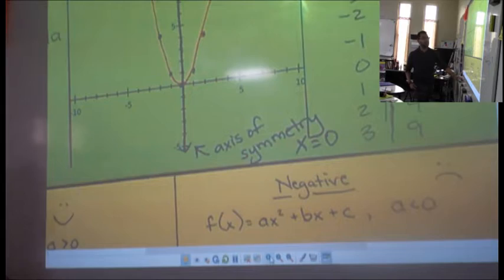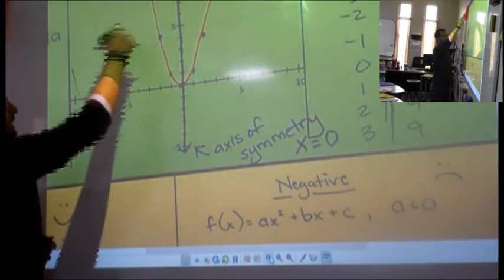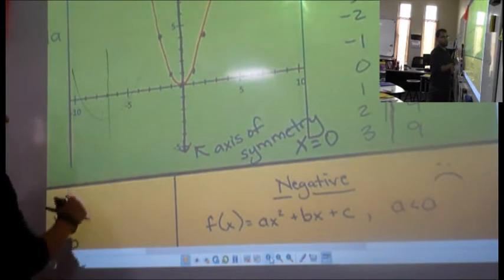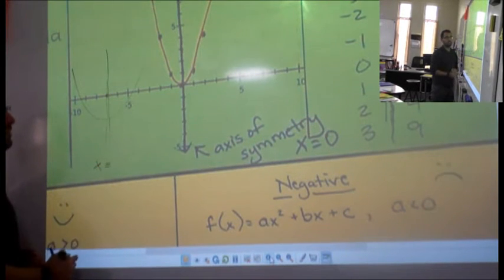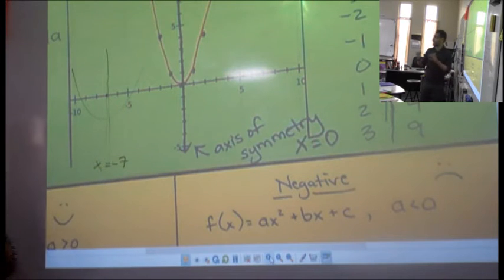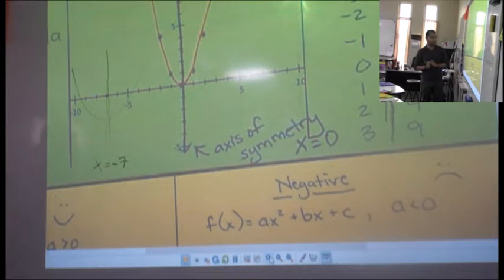Let's say we had a parabola somewhere over here, and I have the axis of symmetry right there. This would be the equation x equal to -7, because that's where it crosses. That's where it's symmetric, at x equal to -7.